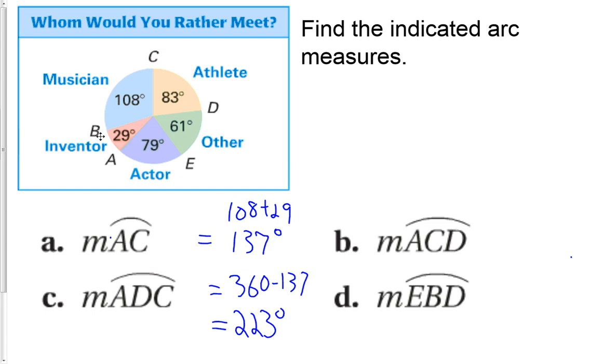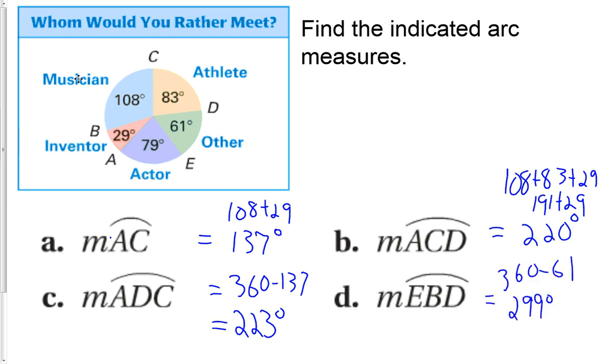ACD would be here all the way to here. So we could do these three added together or 360 minus these two. Both of them are going to be a little bit of work, so I just added all three. So 108 plus 83 plus 29, largest to smallest. We got 191 plus 29, 220 total. And EBD is everything but 61, so 360 minus 61 is 299.